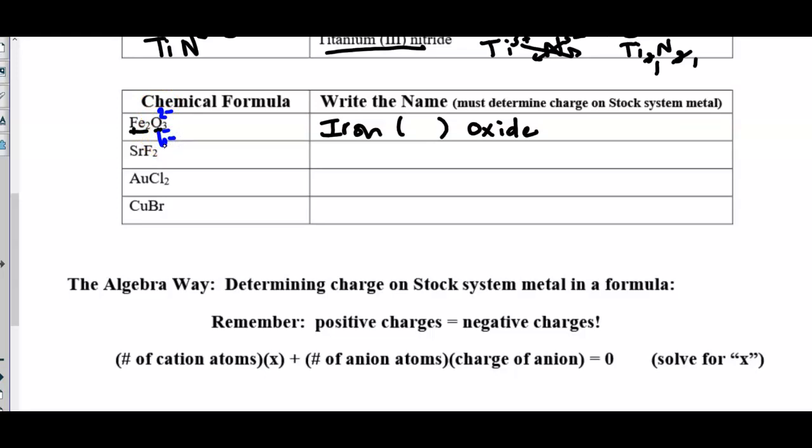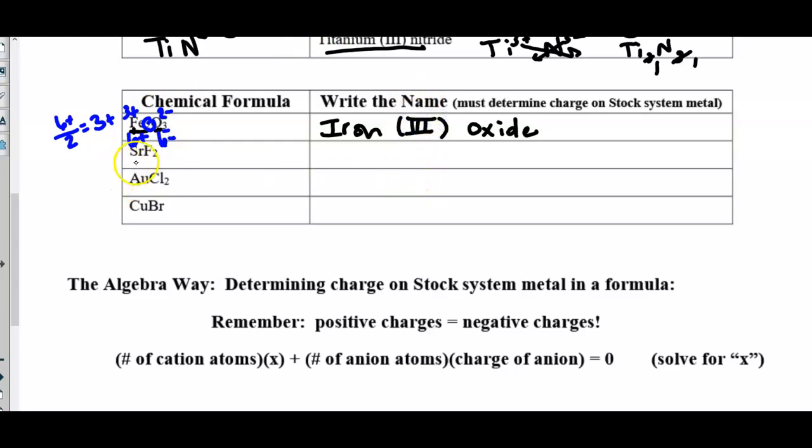Now for an ionic compound, when I have 6 negatives, I also have to have a total of 6 positives. But there are 2 iron atoms. So I'm going to take those 6 positives and divide it by the 2 iron atoms, which tells me that each iron is +3. 3 positive times 2 is +6. 2 negative times 3 is -6. So the only charge that this iron can have, if there are 2 of them in the formula, is +3. So that will become my Roman numeral.